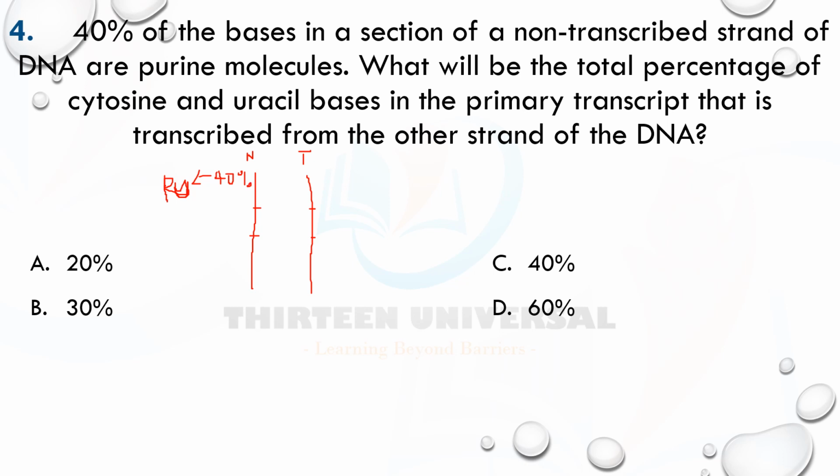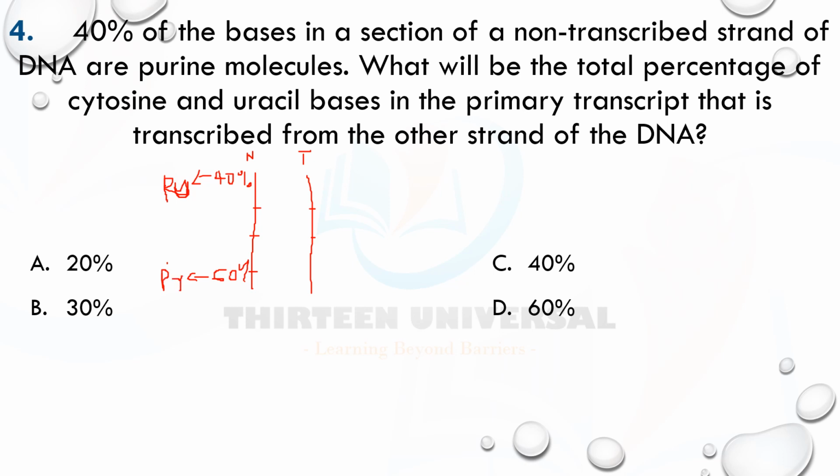Now that means that 40% are purine on that strand, so 60% will be pyrimidines. That balances it: 40 plus 60 is 100, right? They're always purines and pyrimidines. So pyrimidines I will represent using PY.